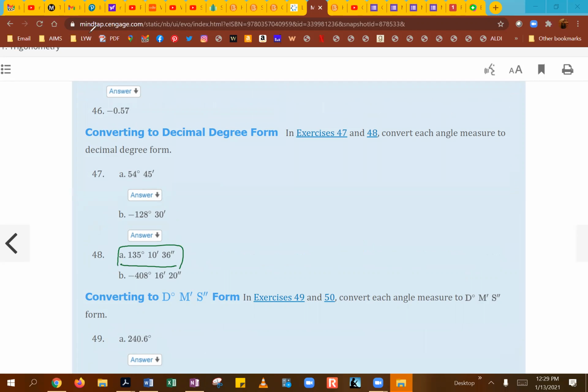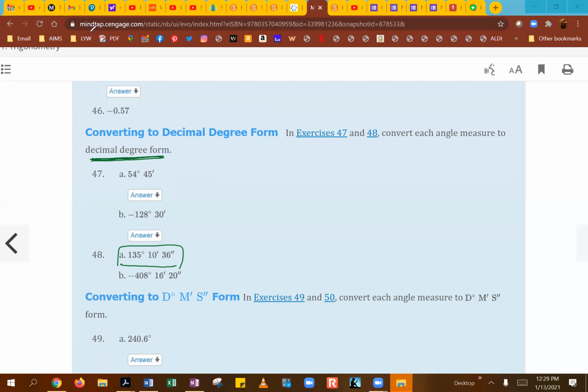Okay, so you can see how we are given 135 degrees, 10 minutes, and 36 seconds, and they're actually asking us to convert this into a decimal degree format, which means they just want us to put it as 135 point some decimal. So we would have to do our conversions over here. So let's take a look at this guy.